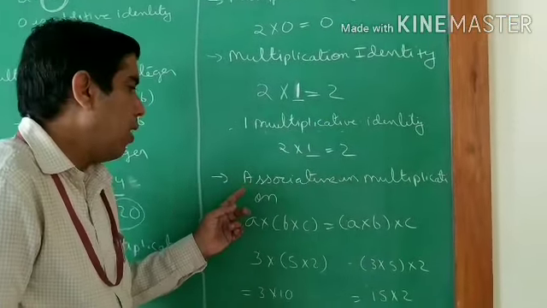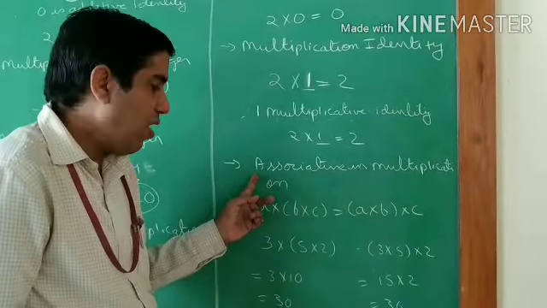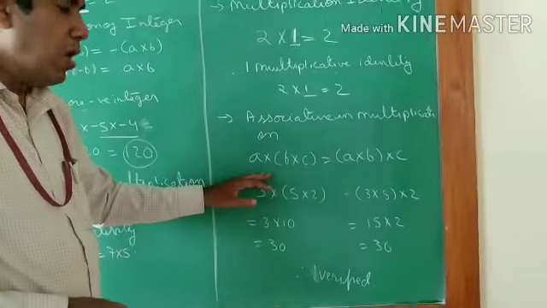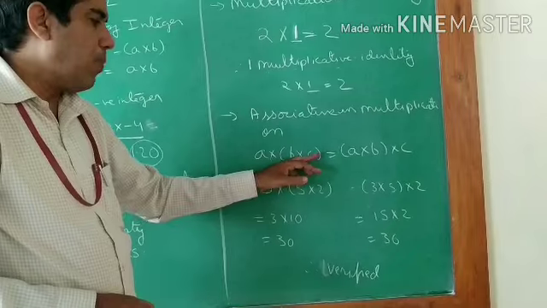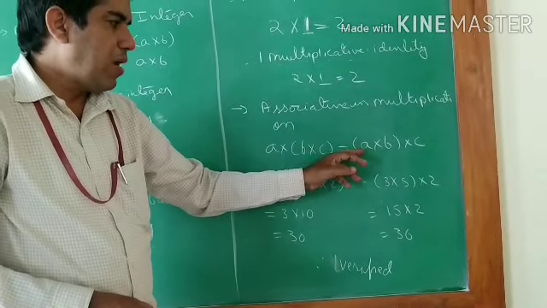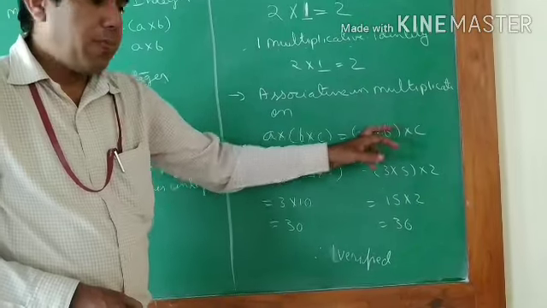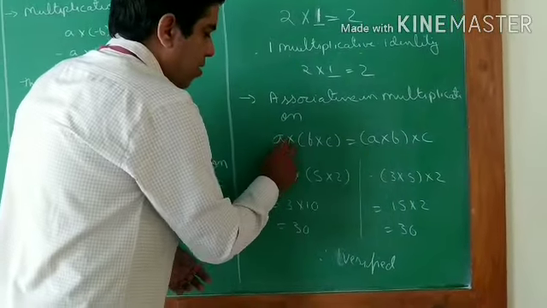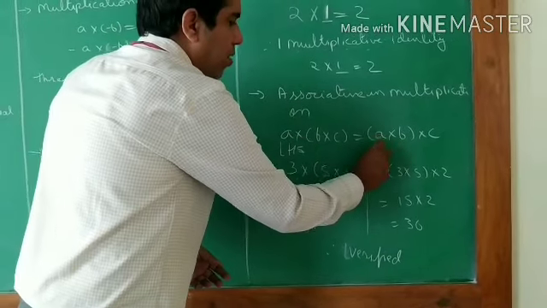Now the associative property. In the same way as we checked for addition, now we are going to see it for multiplication. A multiplied by (B multiplied by C) is equal to (A multiplied by B) multiplied by C. You can see I have solved for both LHS and RHS.